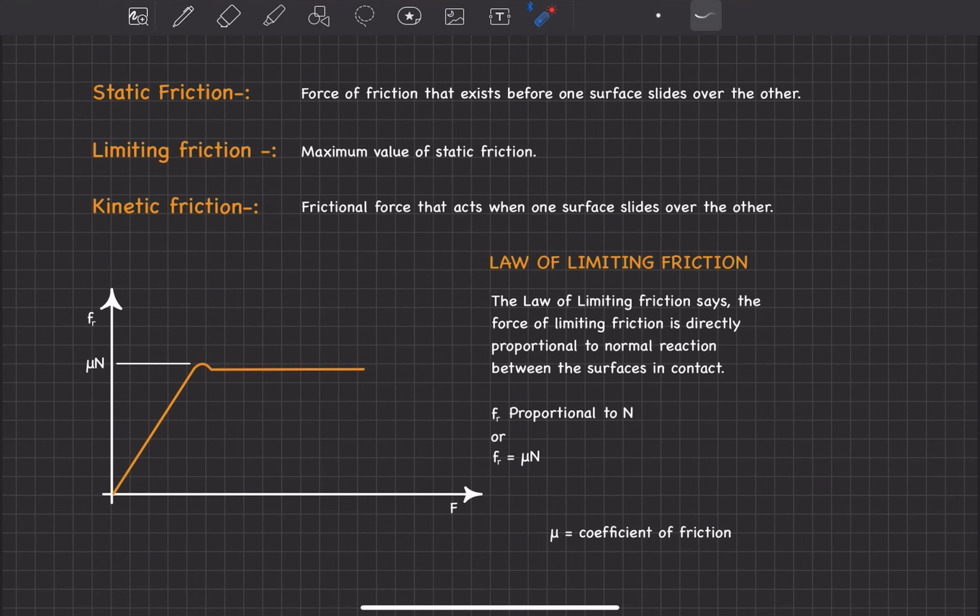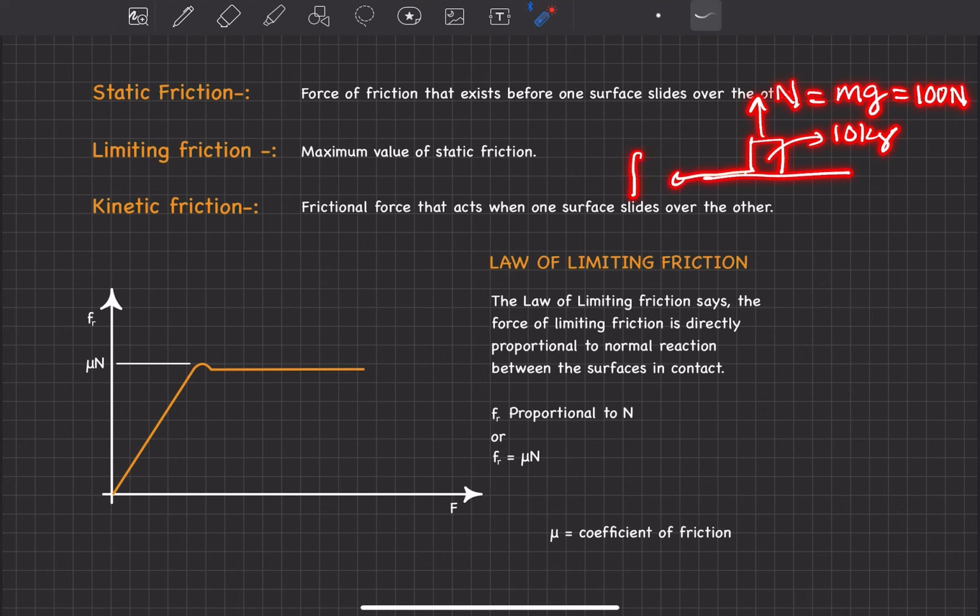Now here in the graph you can see I have written mu into N. What is this mu into N term? Now there comes the law of limiting friction. The law of limiting friction says that the force of friction is directly proportional to the normal reaction between the surfaces in contact. If we have a block over a surface and the block's mass is, let's say, 10 kg, then there will be a normal reaction of mg, which is approximately 100 Newton. I have taken g equal to 10 here. Now this 100 Newton is our normal reaction.